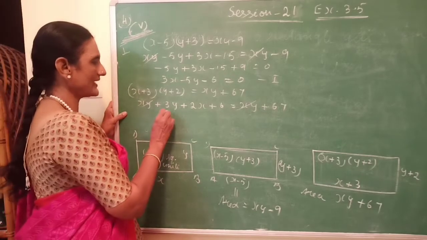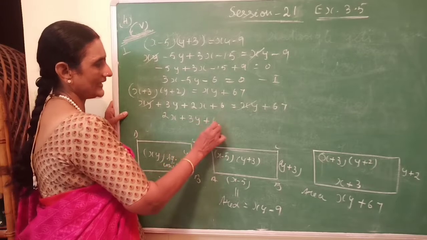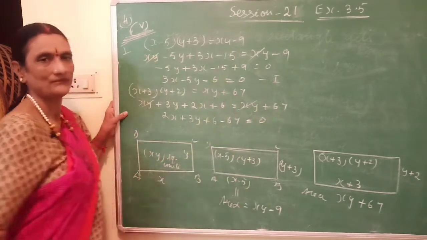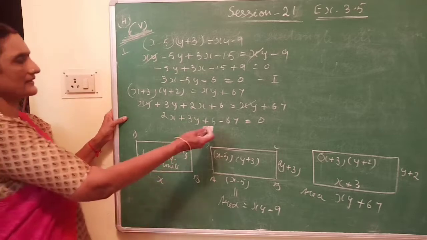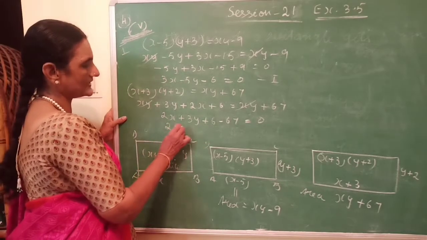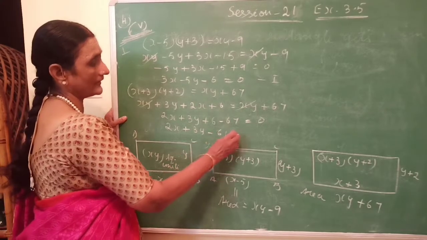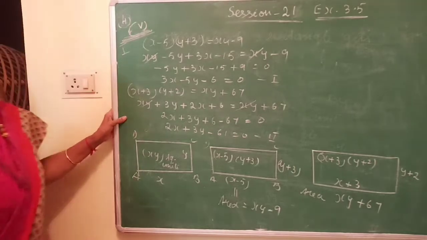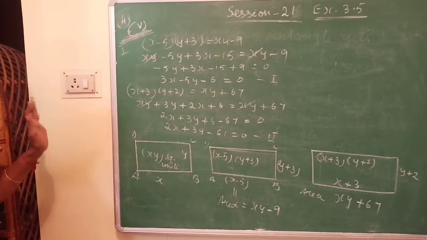So what do you get? 2x plus 3y plus 6 minus 67 equals 0. Correct? Are you understanding? Is that clear to you? So if you subtract this, what do you get? 2x plus 3y minus 61 equal to 0. So this is equation number 2. Is that clear to you? 2x plus 3y minus 61 is equal to 0.